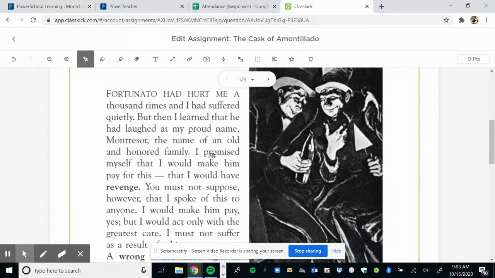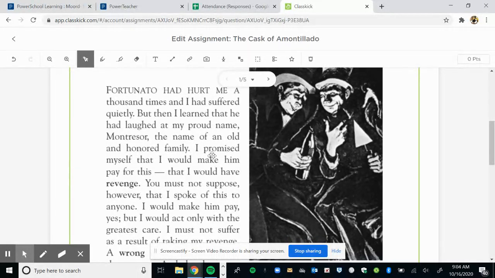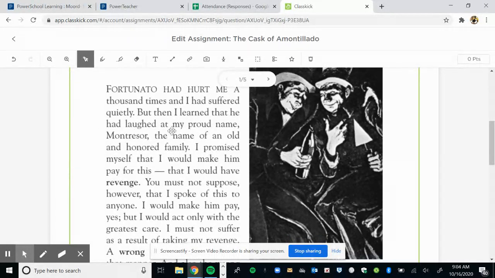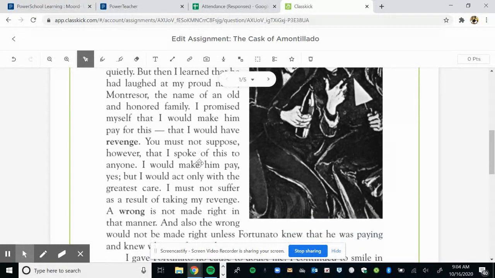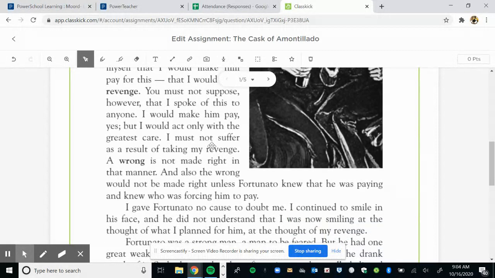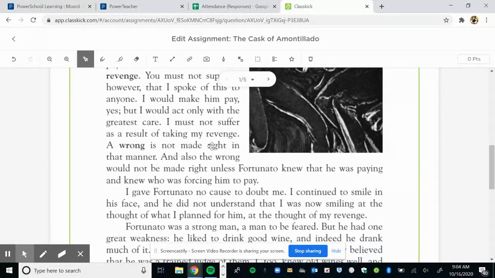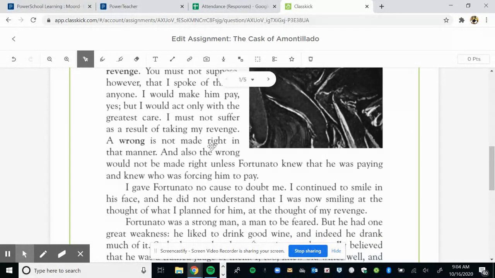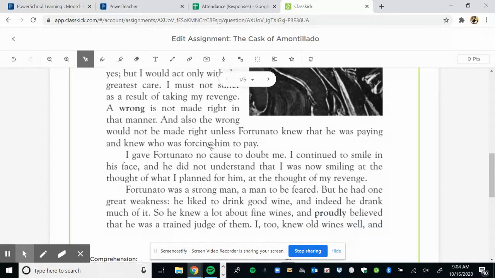This is The Cask of Amontillado by Edgar Allan Poe. Fortunato had hurt me 1,000 times, and I had suffered quietly. But then I learned that he had laughed at my proud name, Montresor, the name of an old and honored family. I promised myself that I would make him pay for this, that I would have revenge. You must not suppose, however, that I spoke of this to anyone. I would make him pay, yes, but I would act only with the greatest care. I must not suffer as a result of taking my revenge.